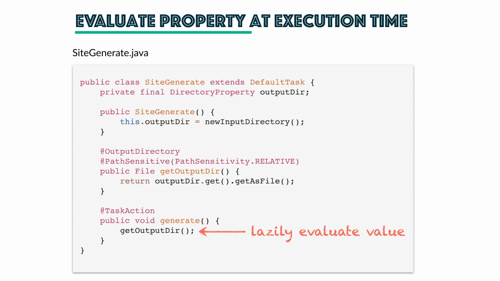So we don't necessarily just have one specific property type for directories. We actually have a whole bunch of different property types that represent different kinds of input and output properties. For example, there's one for a regular file, there's one for a string, a property that lets you represent such a lazily evaluated property for a string, and pretty much any other type that you might have.